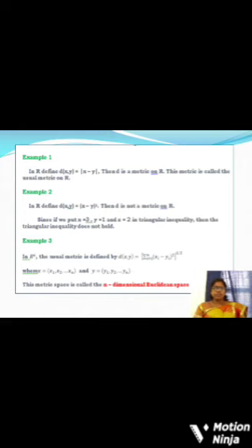Next example is the generalized case of the usual metric on R. In R power n, the usual metric is defined as d of x comma y equal to the summation taken over i equal to 1 to n of xi minus yi the whole square, the whole power 1 by 2. Where x equal to the ordered n-tuple x1, x2, etc. up to xn, and y equal to the ordered n-tuple y1, y2, etc. up to yn. And this metric is known as the n-dimensional Euclidean space metric.